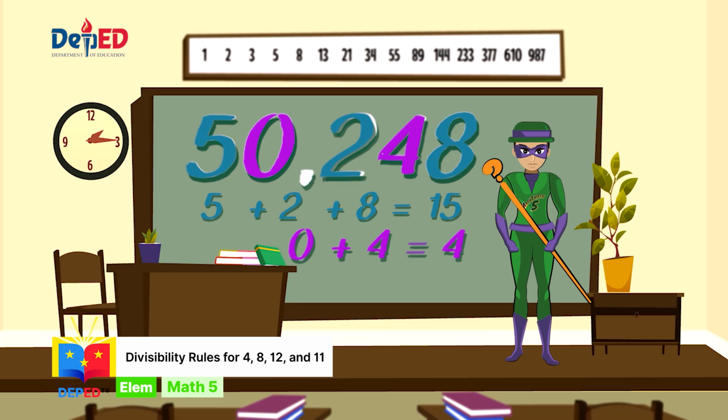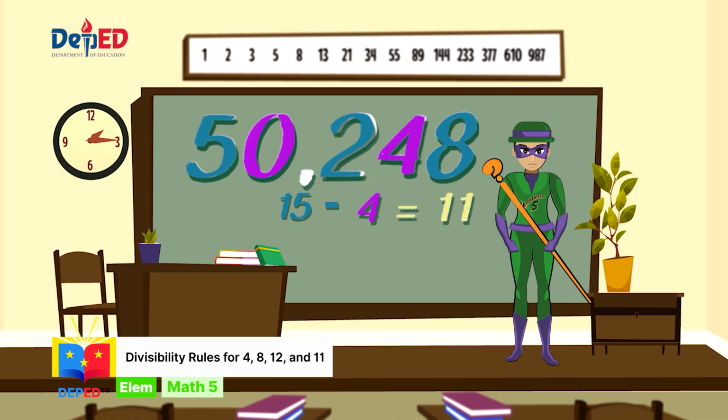Last step, let's find the difference of the two sums. 15 minus 4 is equal to 11. In this case, the difference of the two sums is 11. Therefore, 50,248 is divisible by 11.